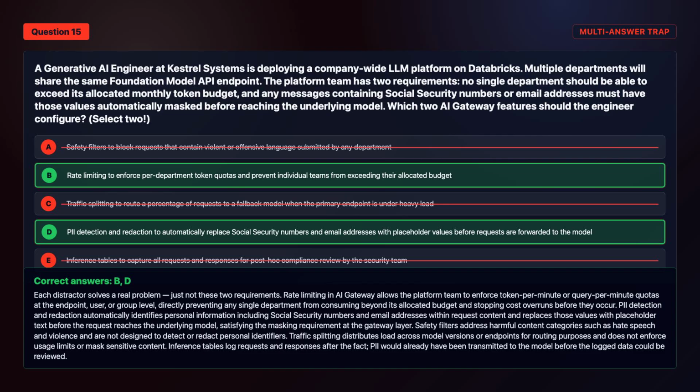at the gateway layer. Safety filters address harmful content categories such as hate speech and violence and are not designed to detect or redact personal identifiers. Traffic splitting distributes load across model versions or endpoints for routing purposes and does not enforce usage limits or mask sensitive content. Inference tables log requests and responses after the fact. PII would already have been transmitted to the model before the logged data could be reviewed.